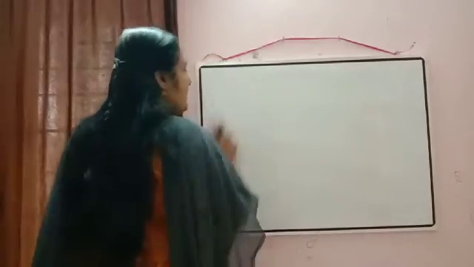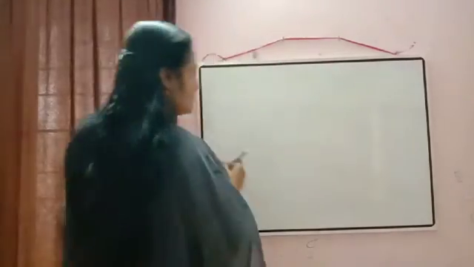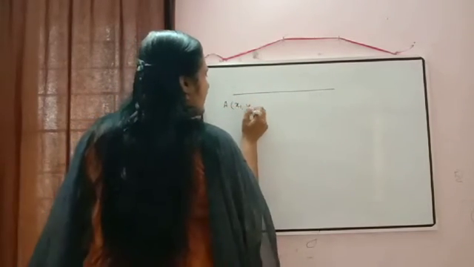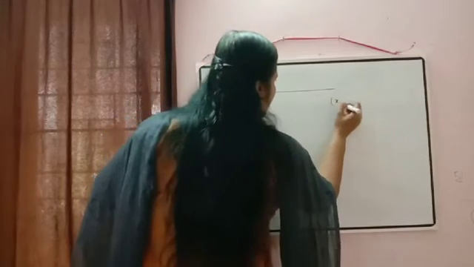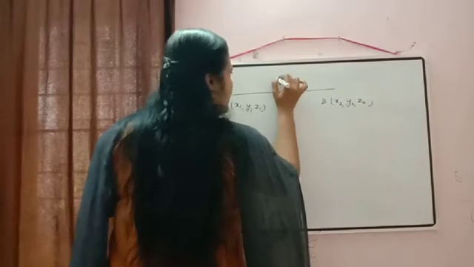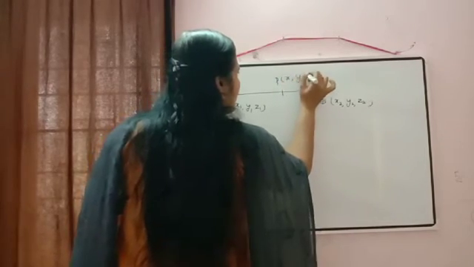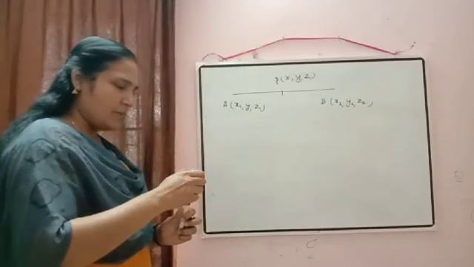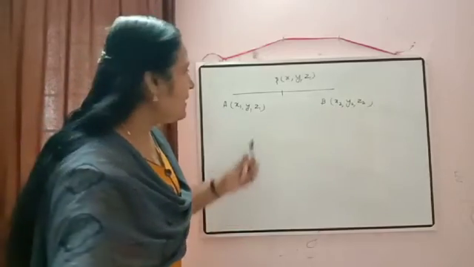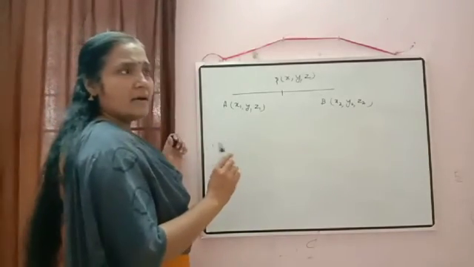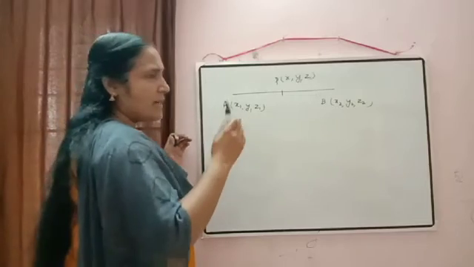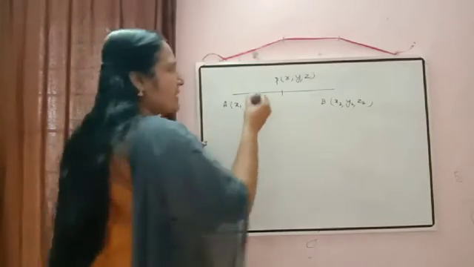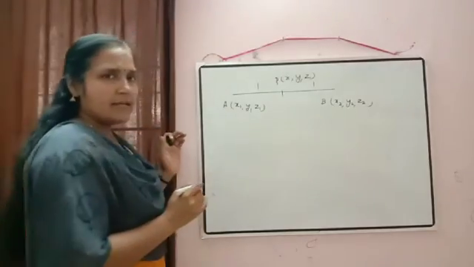Now suppose P is the midpoint of AB. Write down all these formulas: x1, y1, z1 are the coordinates of A, x2, y2, z2 are the coordinates of B, and P is the midpoint of AB. Midpoint meaning what? AP and PB, their lengths will be equal. So if we divide the ratio, both will get cancelled. We will get the ratio equal to 1 is to 1.